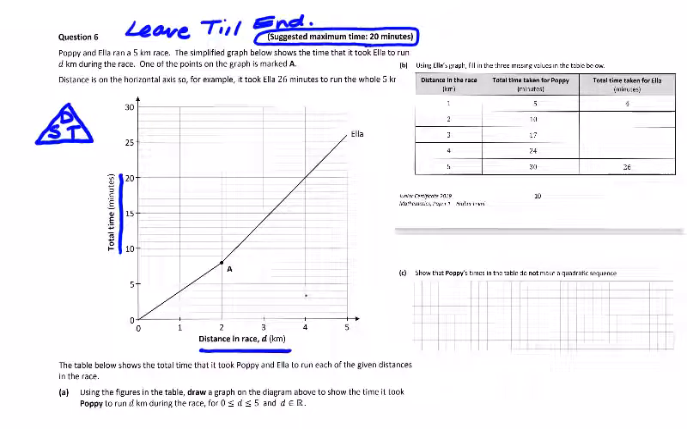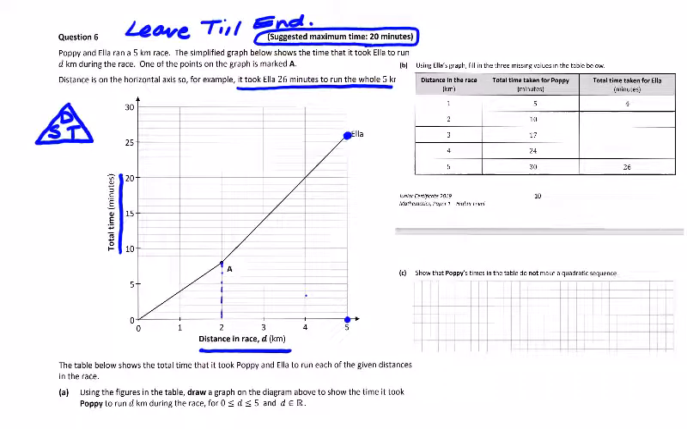One of the points on the graph, A, is marked. Here we have it here, in black. Distance is on the horizontal axis. We've already underlined it. For example, it took Ella 26 minutes to run the whole 5k. So that's a 26, and this is the distance 5. This was the distance 2.